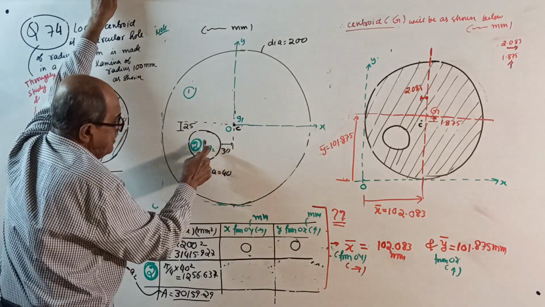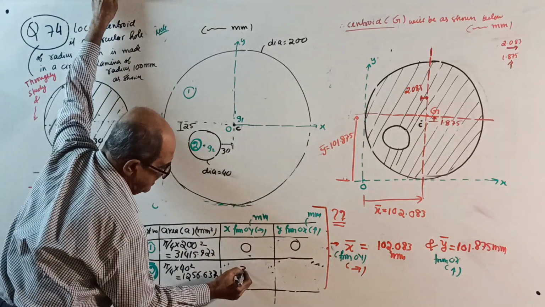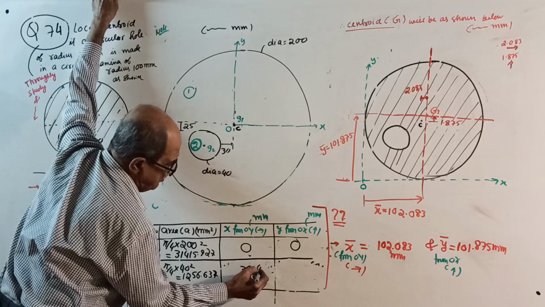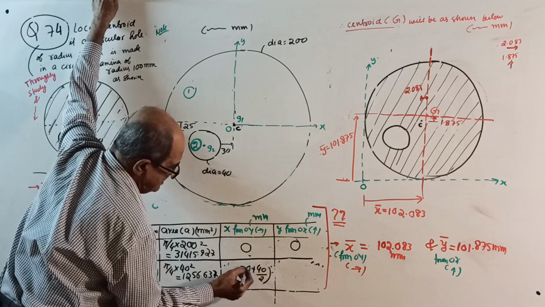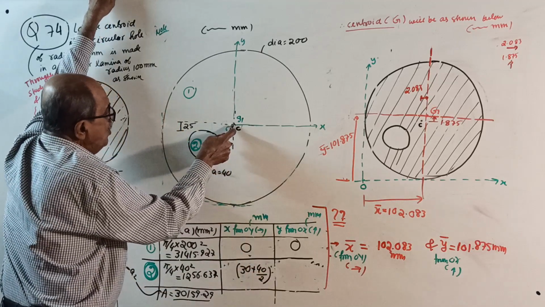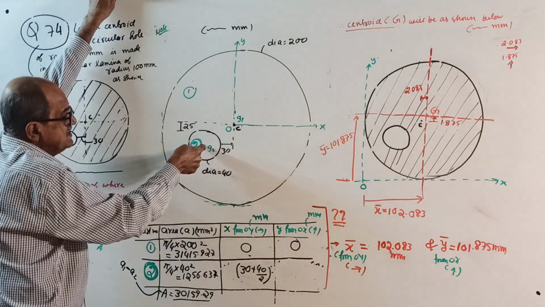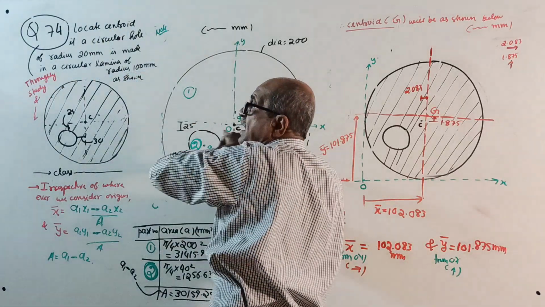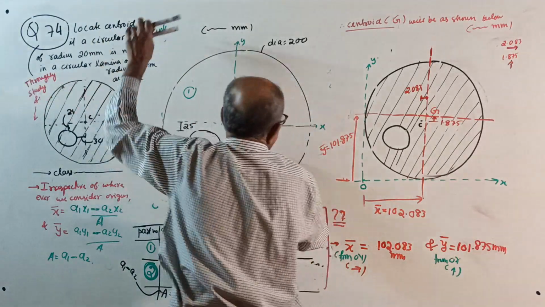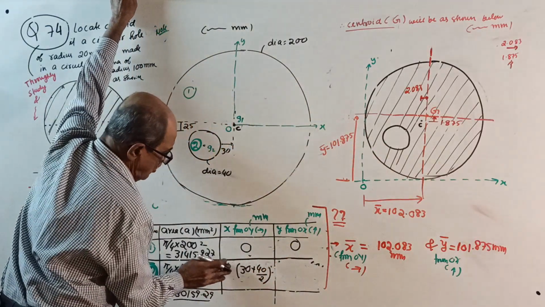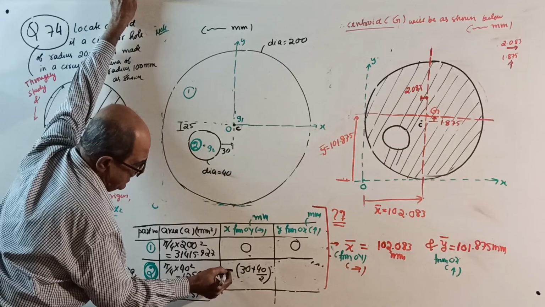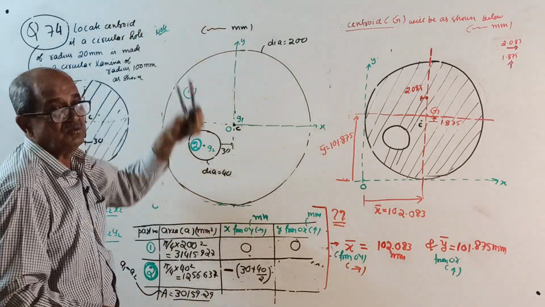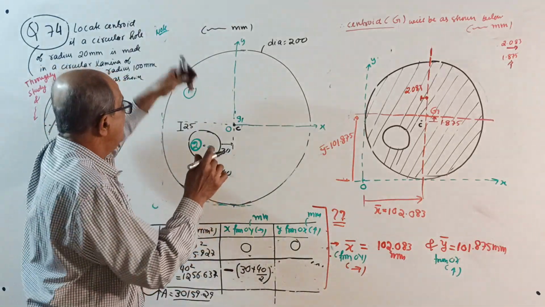30 plus 40 by 2. See, it is 30 plus 40 by 2, from origin O to G2 in the X direction. But this from origin to G2 is to left side, but our X is right side. Therefore, without forgetting, put a minus sign here. And that's why I told concept case.